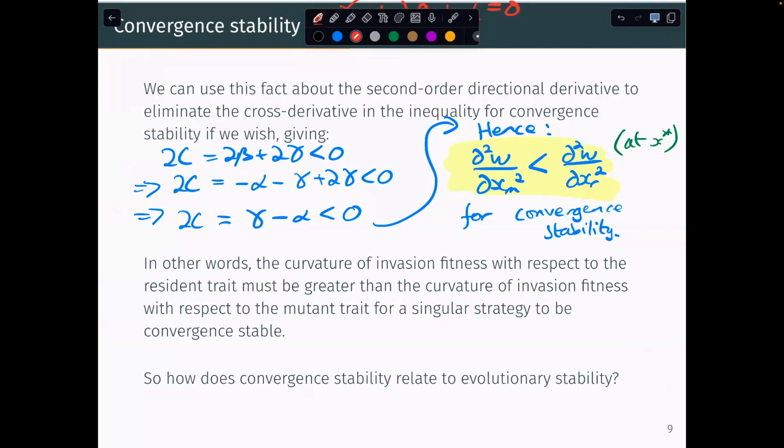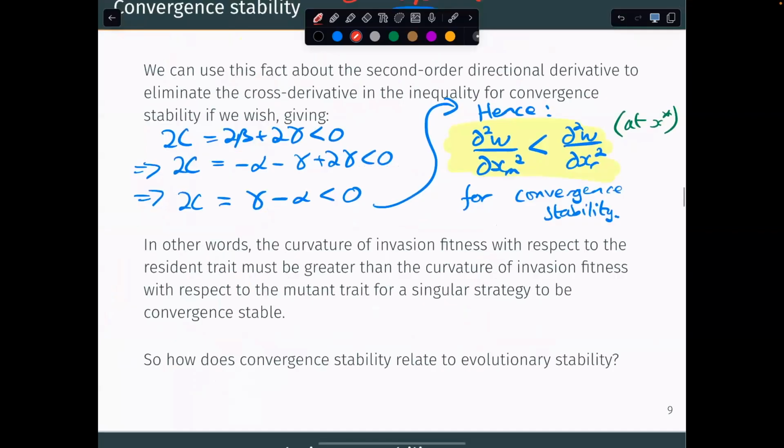For me, personally, I find that kind of hard to visualize. Some people might find that easier to visualize. Any questions? No? These can be positive, right? As long as the second partial derivative with respect to xm is less than that with respect to xr. Exactly. If they're both positive, though, this is your E, remember? So yes, this tells you, for example, that something can be convergent stable, but not evolutionarily stable, because these could both be positive.